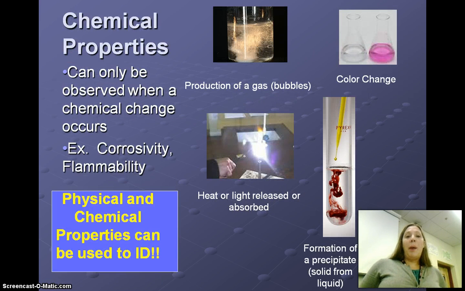Now, the other type of property that we have are chemical properties. Physical properties you can observe without changing a substance, but chemical properties can only be observed when a substance is changed, undergoing a chemical reaction. Okay, so there are 4 different indicators of a chemical reaction occurring.